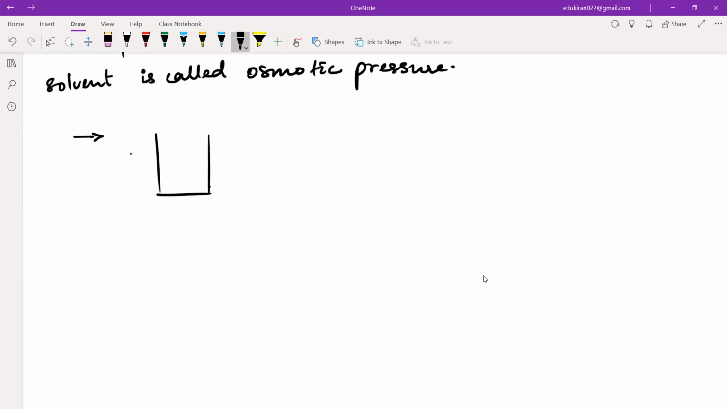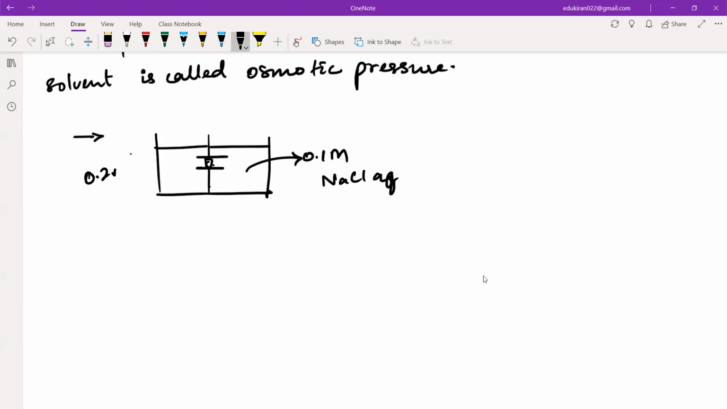We have two compartments like this. There is a pipe like this, there is a semi-permeable membrane. Let us say that here you have a 0.1 molar NaCl solution, and here you have 0.2 molar NaCl aqueous.